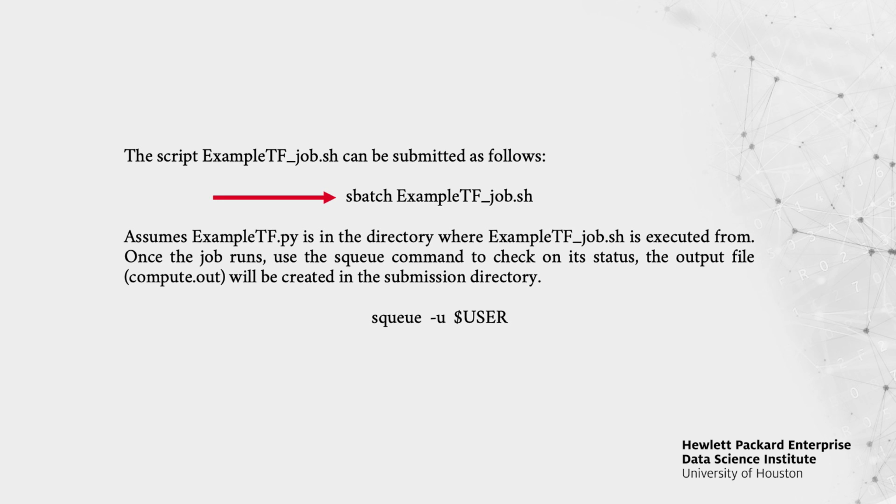Once the slurm batch script is configured, the script can be submitted to the resource negotiator as follows: sbatch exampletf_job.sh. Note, the exampletf_job.sh script assumes the input Tensorflow script is contained in the same directory that it is executed from. As the job runs, its progress can be monitored via the sq command. And once it completes, the specified output file, compute.out, will be populated within the submission directory.